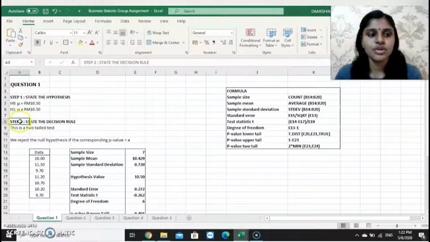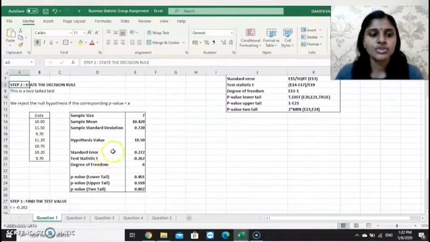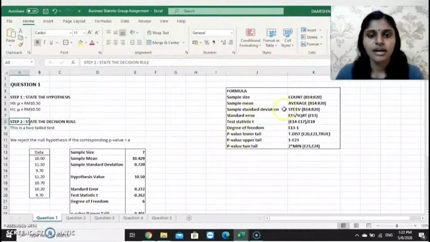Step 2. State the decision rule. This is a two-tailed test because there is an equal sign in this hypothesis. We reject the null hypothesis if the corresponding p-value is less than the significance level. I have listed the data from this question. To calculate the values in this table, I used an Excel formula. I've also listed the formulas in this table here.